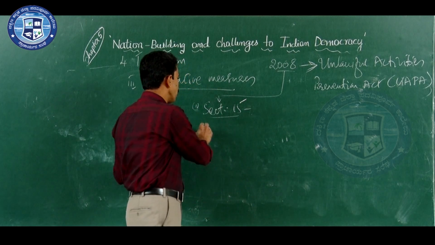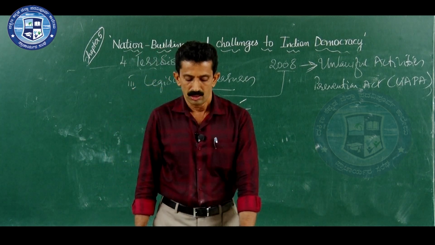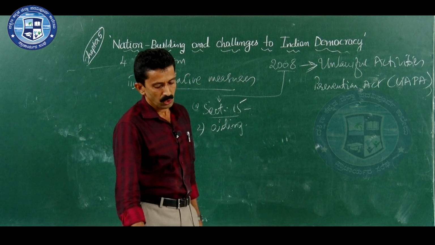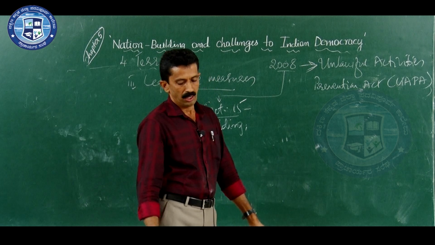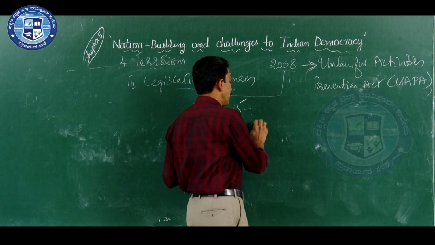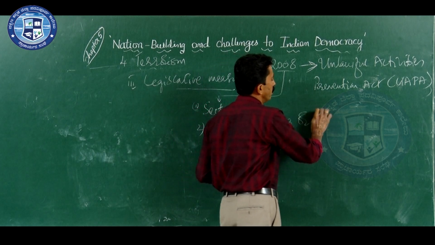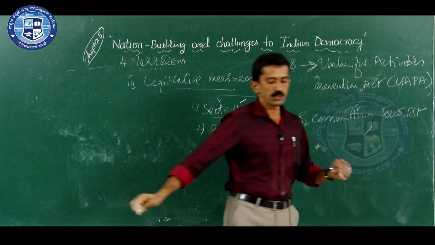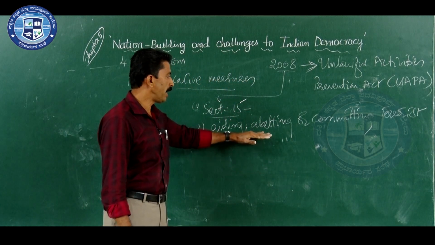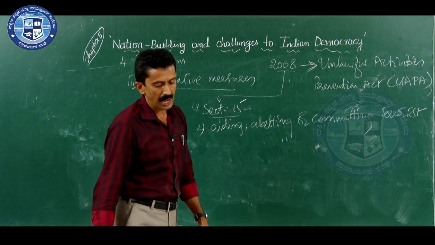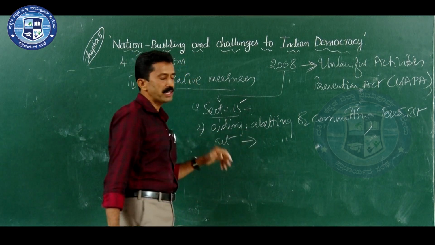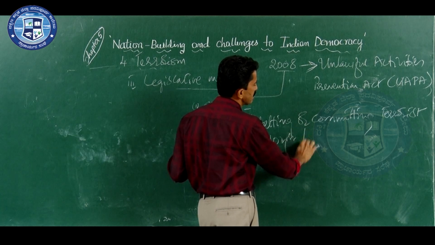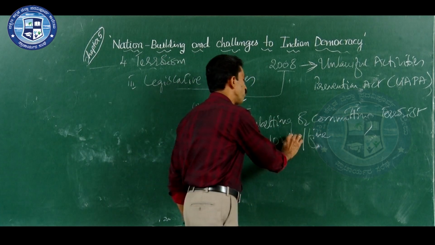Then the second provision of this act is that those persons who have the intention of aiding, abetting or committing a terrorist act shall be punished with imprisonment for 10 years and fine.